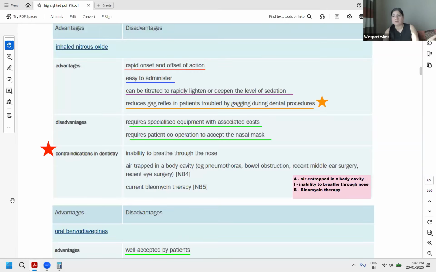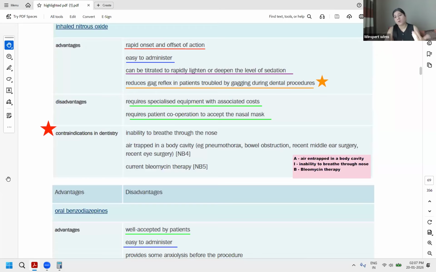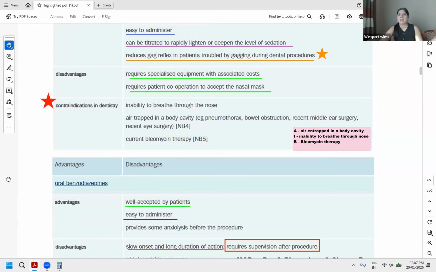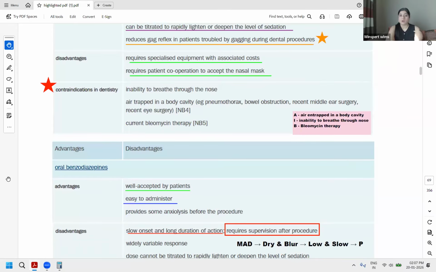Not all the general dental clinics have nitrous, but if you do, it comes in really handy with your pediatric cases management and even in adult patients who have moderate anxiety. Not mild. Mild would be first handled with your behavioral techniques. And then also you would require the patient's cooperation to wear the mask. So that also becomes one of the disadvantages.